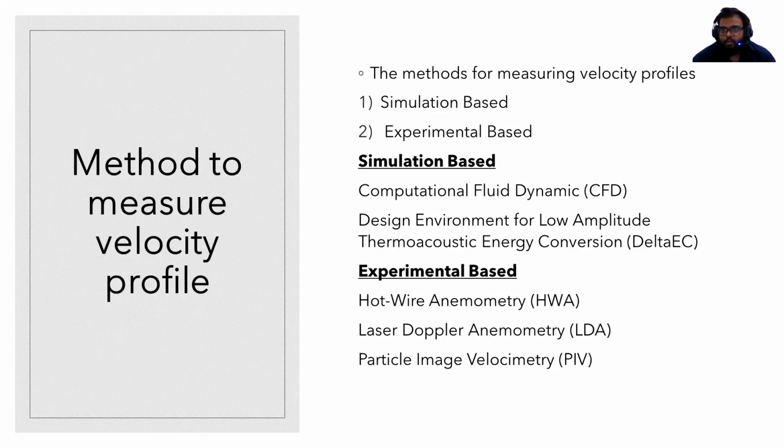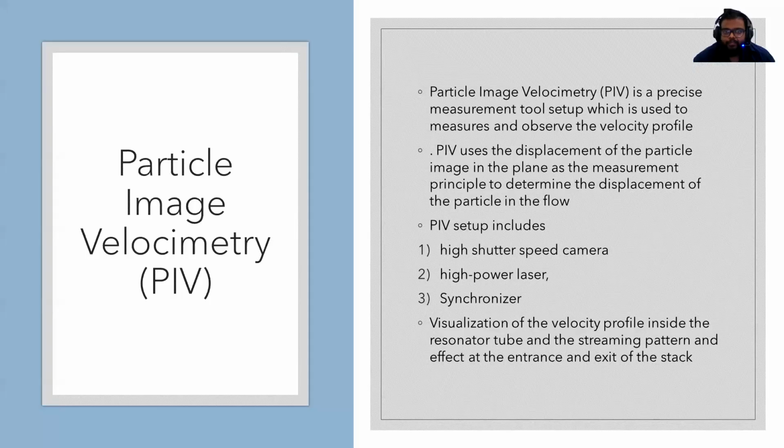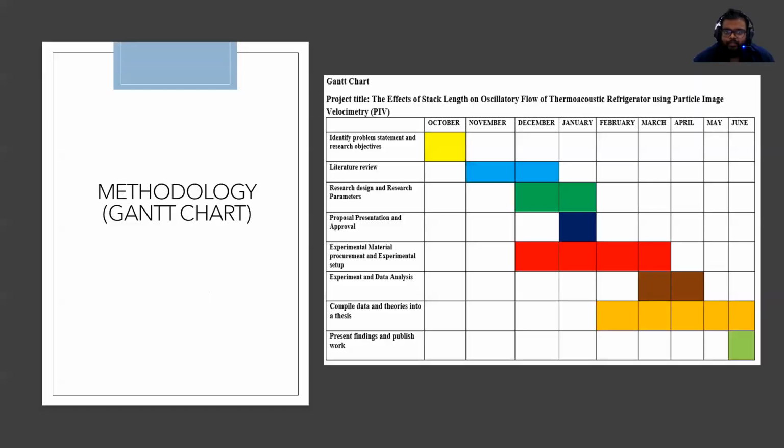To understand the oscillatory flow, we need to measure the velocity profile. To do this, there are two ways: simulation-based and experimental-based. For this experiment, we will be using experimental-based velocity profile measurement. And from those, we will be using particle image velocimetry, a precise measurement tool which measures and observes the velocity profile. There are three main components of particle image velocimetry: the high shutter speed camera, also known as a CCD camera, a high power laser, and a synchronizer. A synchronizer is used to synchronize the frequency between the CCD camera and the laser.